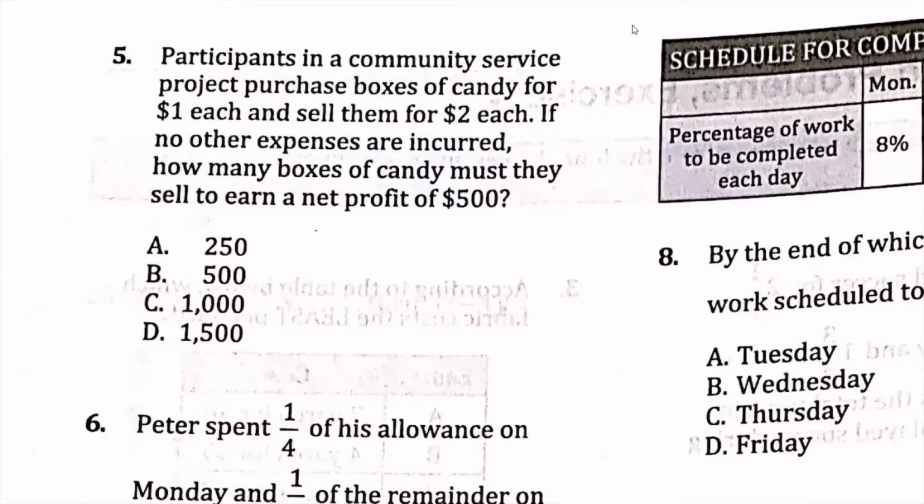So if they are going to sell a box for $2, right? And then we're going to lose $1. So my overall profit is going to be $1. And so the easy thing is if I sell 500, right? My profit is going to be $1,000.